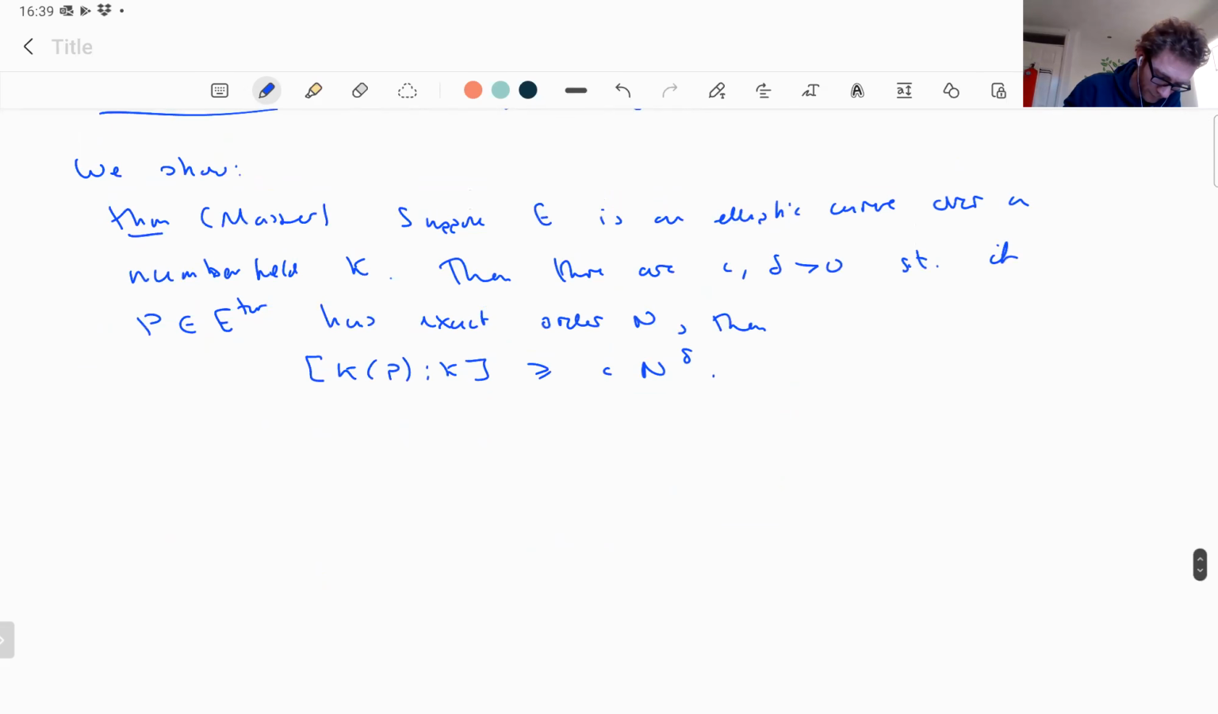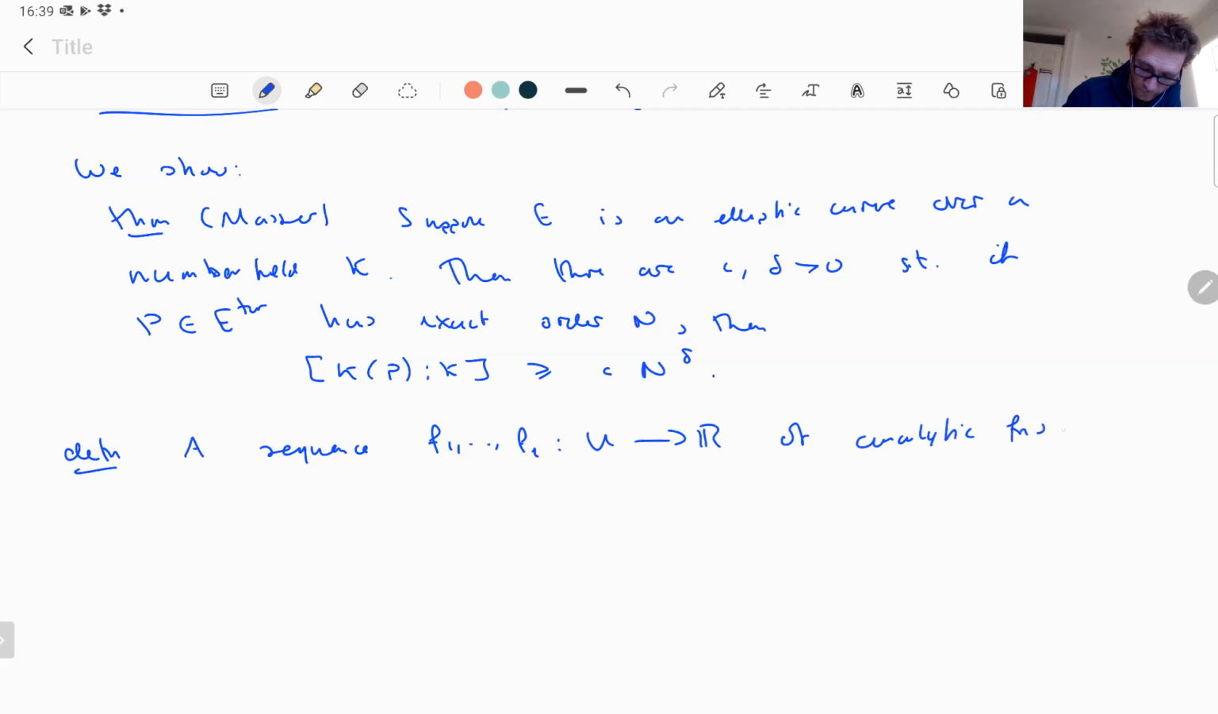So for the improved version, we need Pfaffian functions, or we can use Pfaffian functions. I guess we don't need to. But a sequence f1 up to fL from U to R, analytic functions on a product U of open intervals, U in R to the n, is a Pfaffian chain.